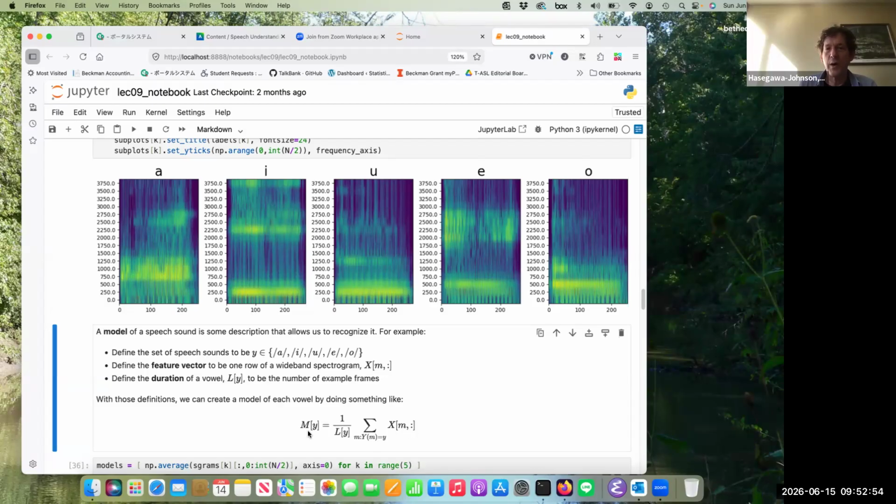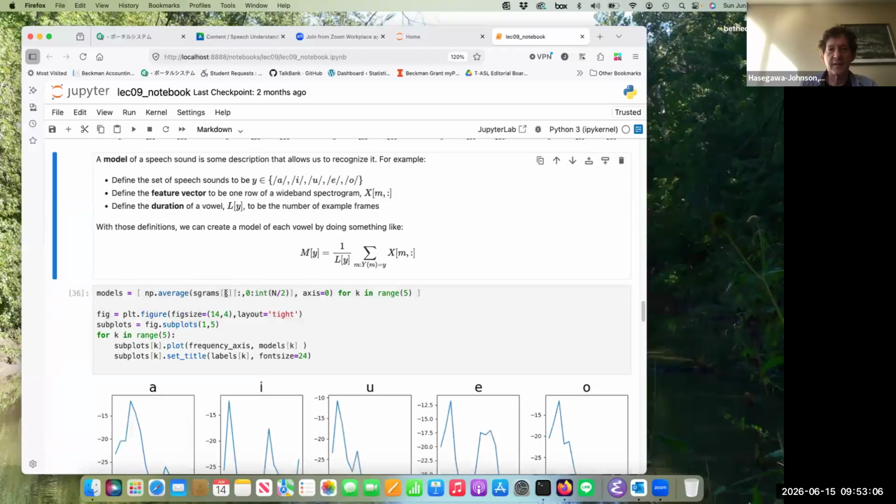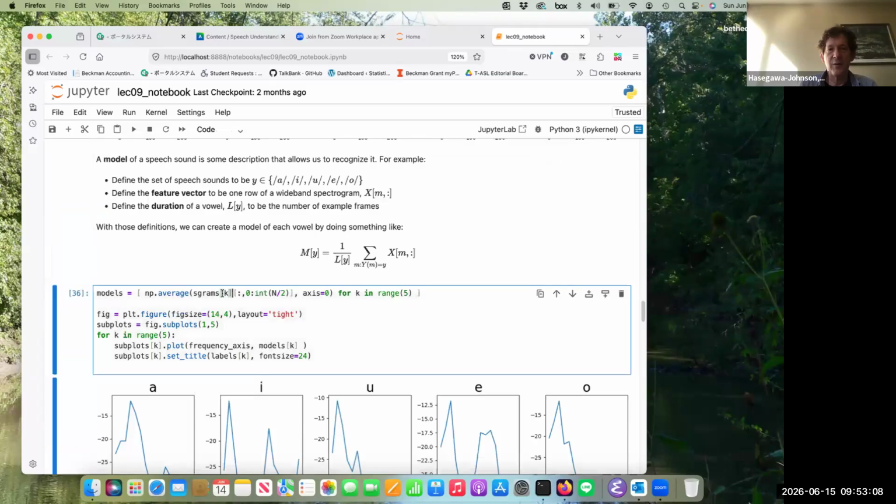And I'm going to create a model, m of y, which is the spectra from the A spectrogram all averaged together, where L of y is the length of that frame. So I'll take the spectrogram of vowel K, and that spectrogram is time and then 0 to n over 2 is the frequency axis. I'm only going to keep the low frequencies, and I will average it along axis 0. Axis 0 here is the time axis, so I'm averaging it over time.